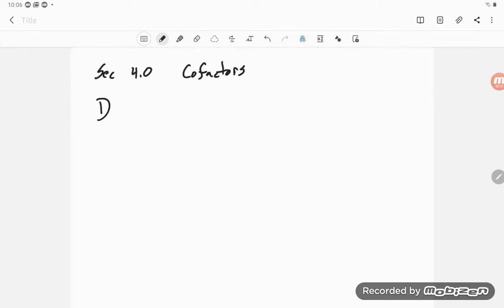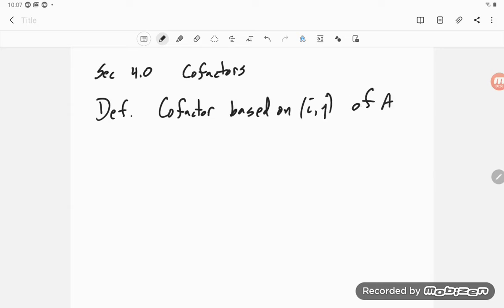And so the definition is simply that the cofactor, denoted C_ij of A, is simply, okay, so I use a C_ij of A, and all I'm going to do there is absorb the -1 to the i plus j into the minor of ij.